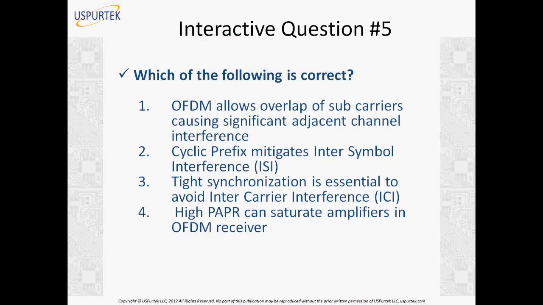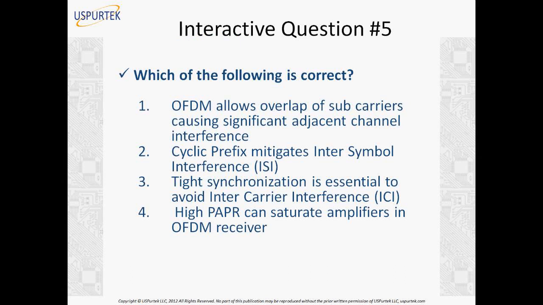Okay, good. Some of you are answering. Well, number 2 is correct. Number 1 is not right because the overlap does not cause any interference. Tight synchronization is essential. Yeah, number 3 is right. High PAPR can saturate amplifiers. Yes, it can. So number 1 is false actually. OFDM allows overlap of subcarriers, but it does not cause significant interference. This is a negative statement here.